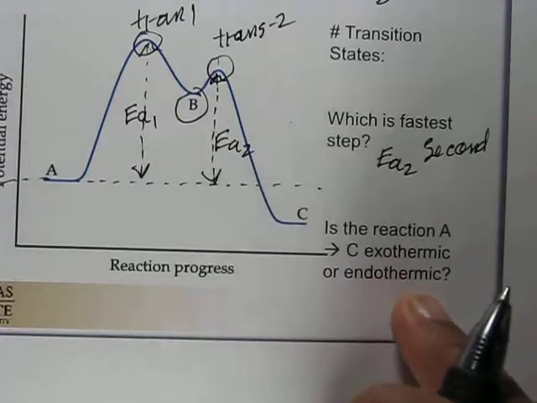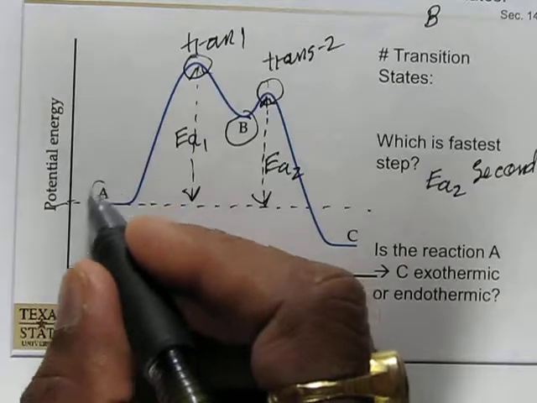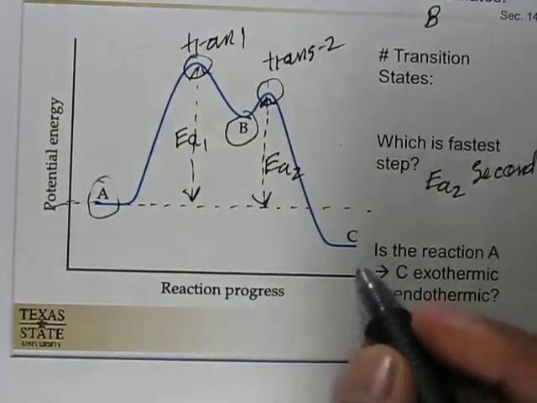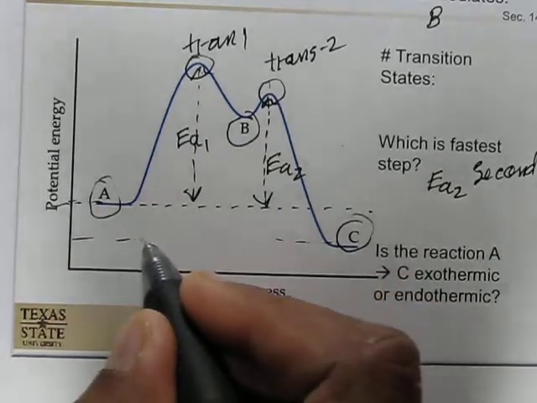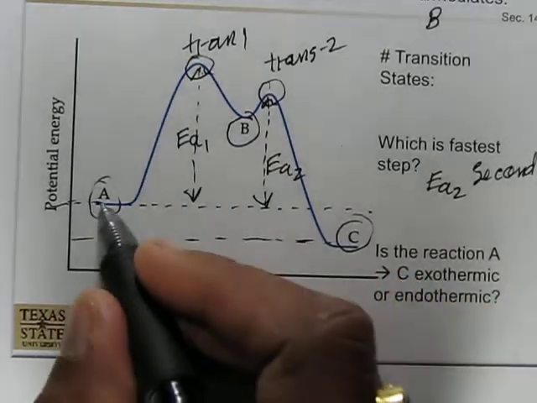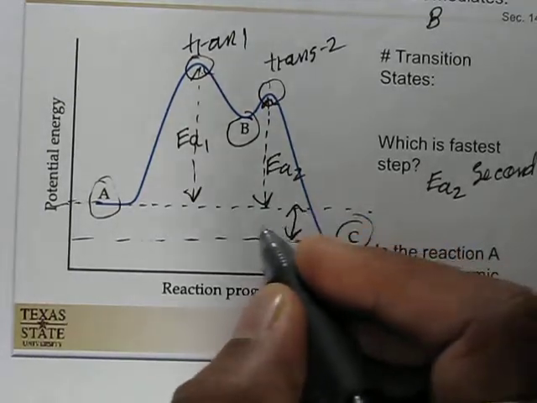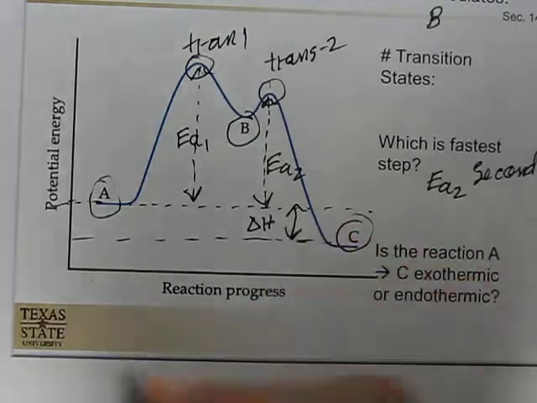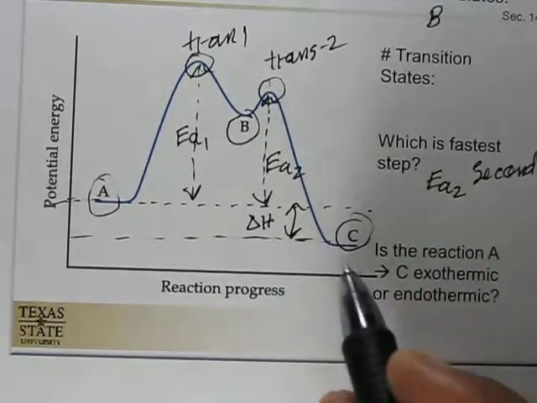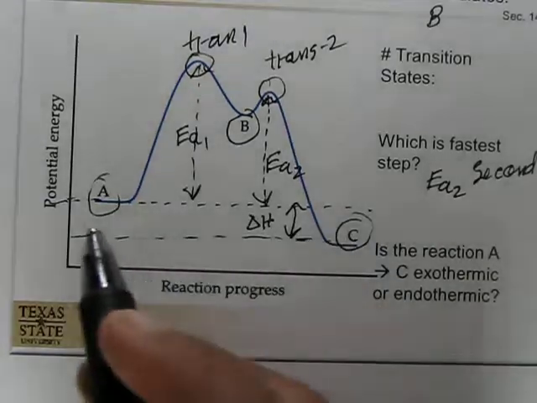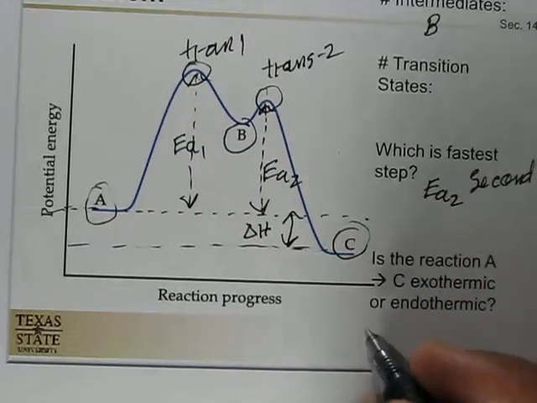Is the reaction exothermic or endothermic? Here you can see the energy level of the reactant. This is the reactant A, and this is the product, which is C. If you compare the energy levels, A has a higher energy level than C. So delta H is basically negative: the reactant will release some energy and then convert into product, which means an exothermic reaction.